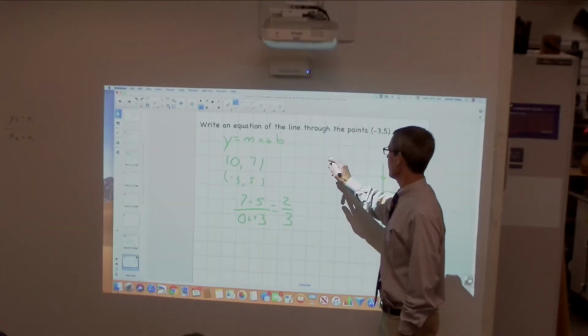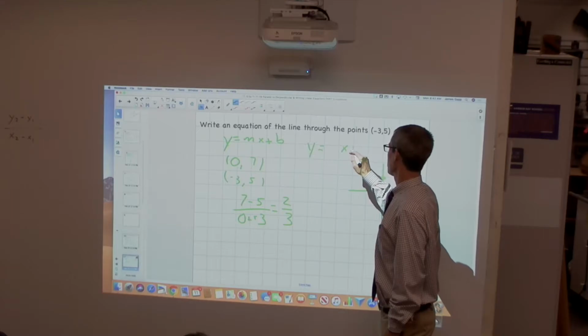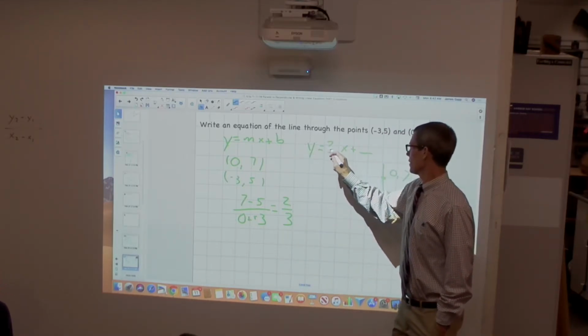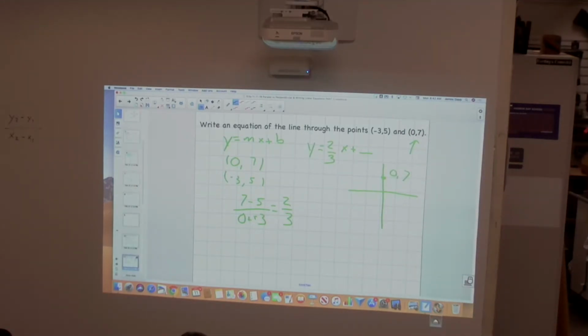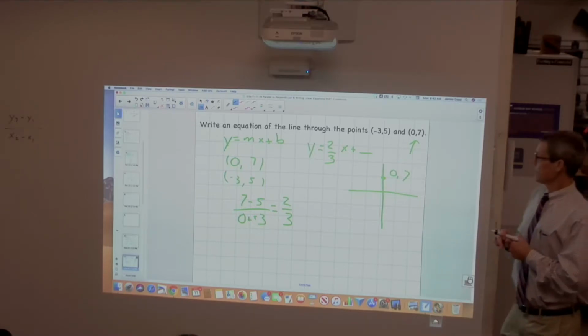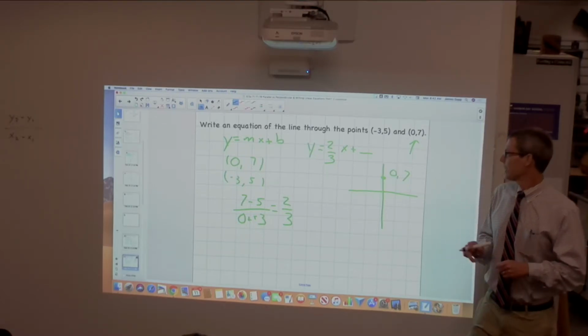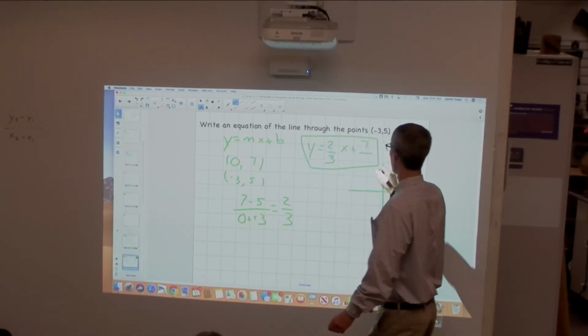I filled in one of the blanks here. y equals something x plus something. The first blank is 2/3. The second blank is the y-intercept, and where do we have that? All right, where is the y-intercept? Yes, Nicole. Okay, 7. 7. But I have a question. Oh, that's okay. Yeah, 7. 7 it is.